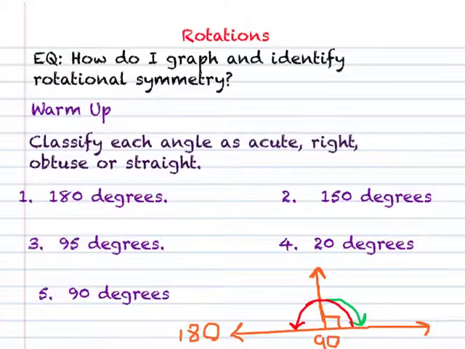So knowing that, we can identify these. So 180 degrees, what type of angle would that be? That would be a straight angle.